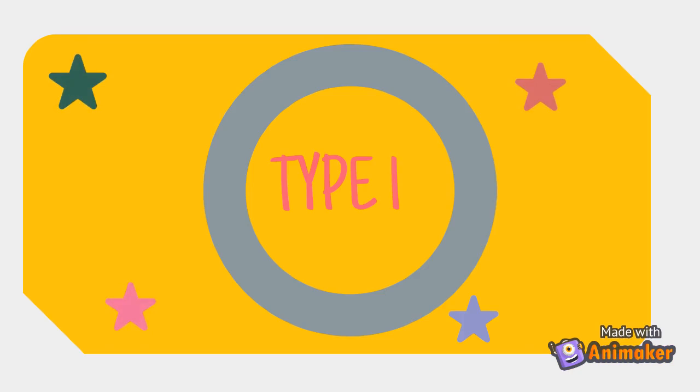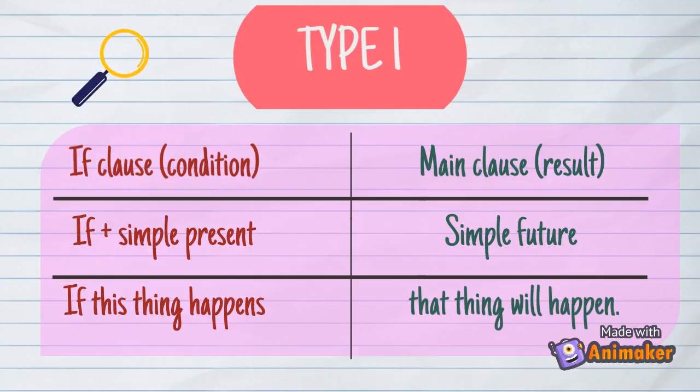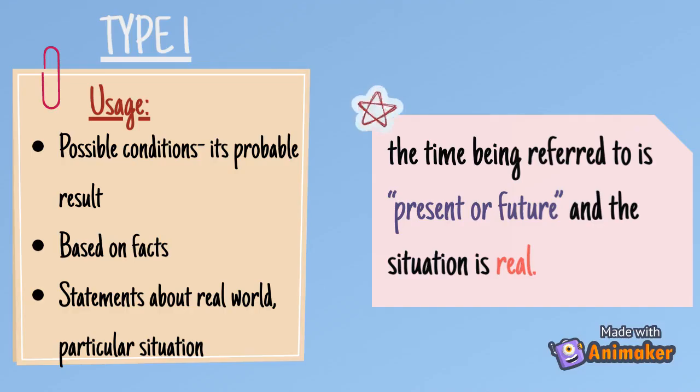Type 1. In this type of expression, the if clause is used to express situations that are probable. That is, it is not certain that it will or will not occur, but it is probable. That is, if this thing happens, that thing will happen. The type 1 conditional expresses real and possible conditions in the future and their probable results. These sentences are based on facts, and they are used to make statements about the real world and about particular situations.